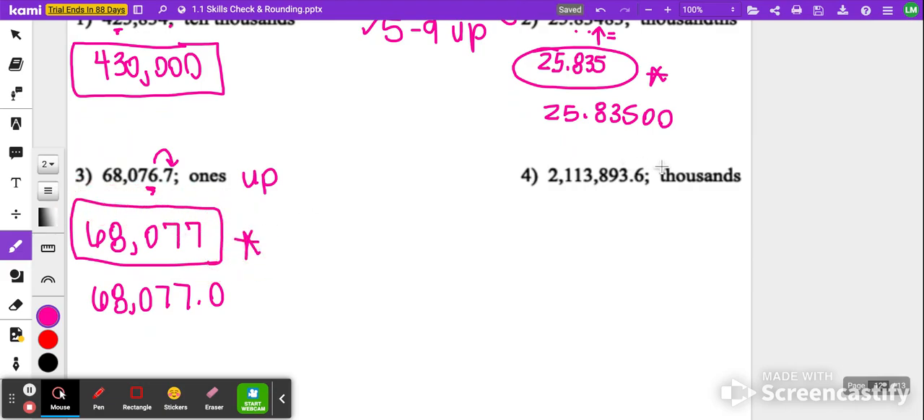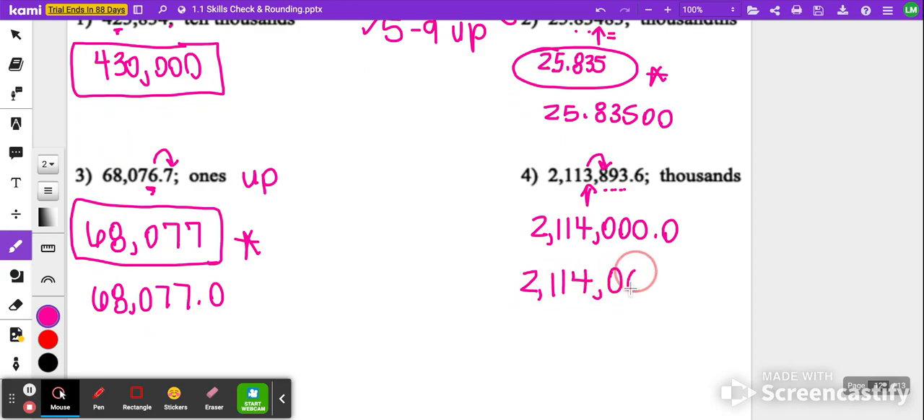And then the last one on this page, the thousands spot. The thousands spot is that fourth number to the left of the decimal. Ones, tens, hundreds, thousands. Here's my thousands. So that 3 is what I'm going to focus on. Should I change the 3 according to its neighbor? Yes, because that 8 is big enough. It's that 5 through 9 range. So that 3 is going to change to a 4, and then everything behind it will turn into a 0. Okay, again, you can write it like this, 2,114,000, or simply 2,114,000 with no decimal point at the end.